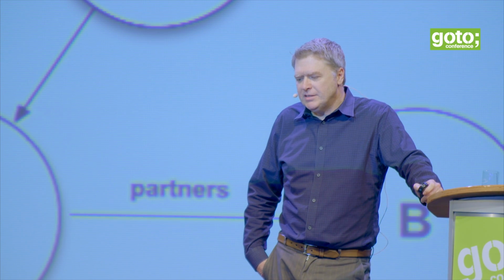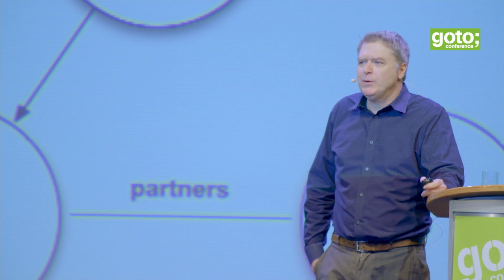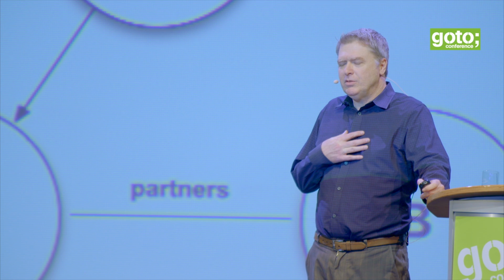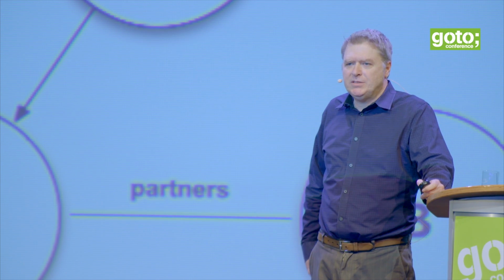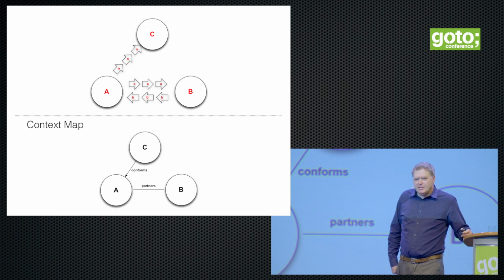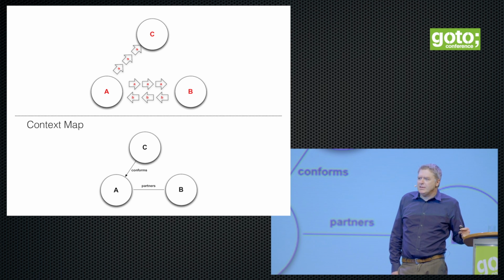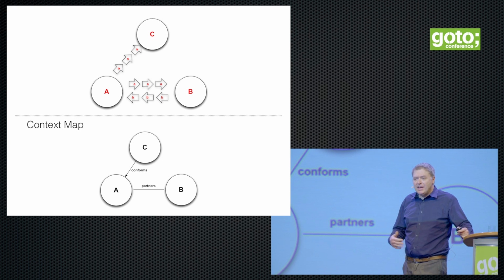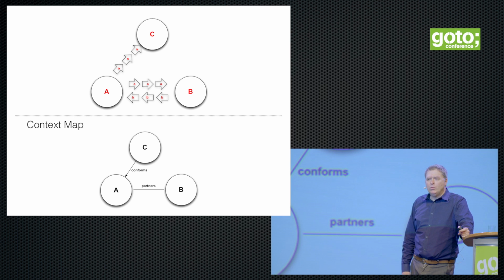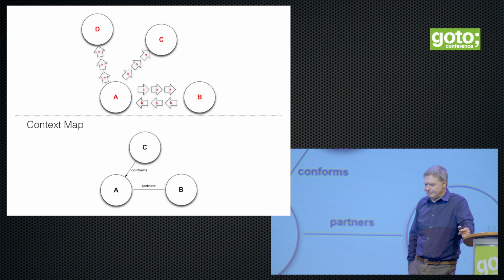Now, in a situation like this, C has to make a decision. How am I going to deal with the fact that I don't control the kind of messages that I'm receiving? In this case, C has made the decision that they will conform to A. That is, I will make my design compatible with A, so that my language will be a lot like their language. I will make it so much like their language that it'll be very easy for me to consume their inputs, their outputs.